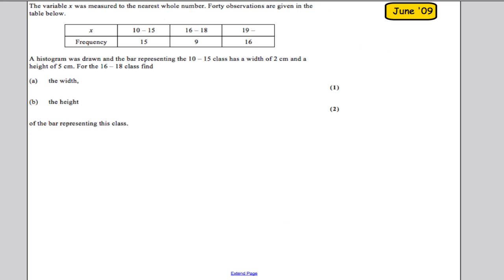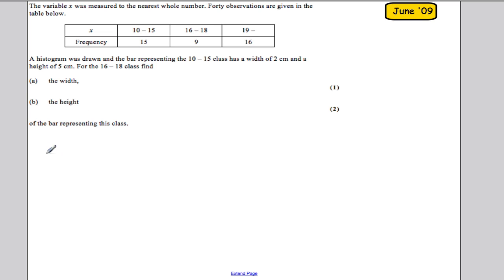Okay, moving on to the next question. Variable x was measured to the nearest whole number. 40 observations are given in the table below. A histogram was drawn with a bar representing the 10 to 15 class had a width of 2 and a height of 5. For the 16 to 18 class, find the width and height. So very similar to the question we did earlier on.